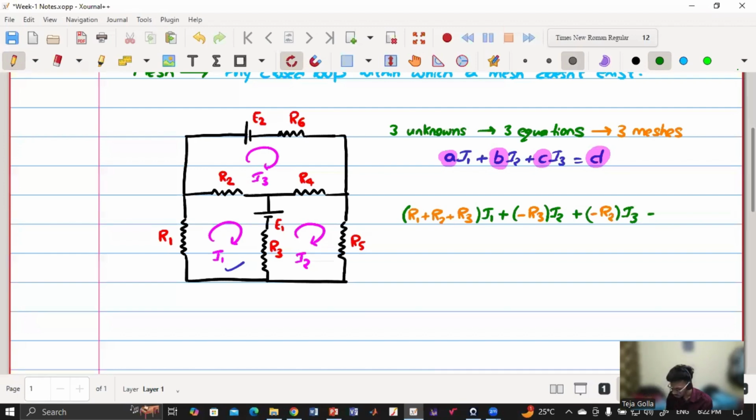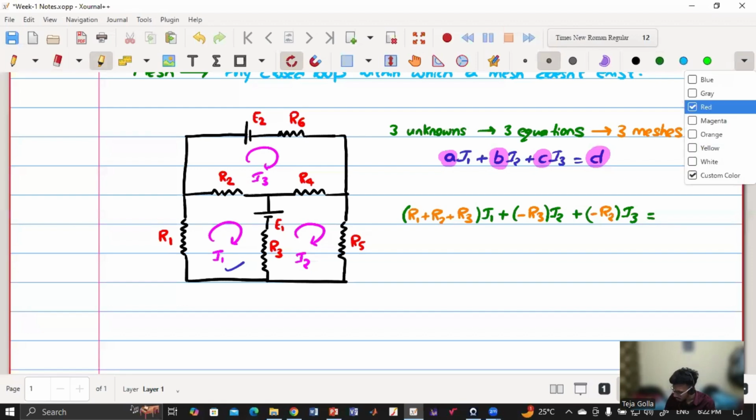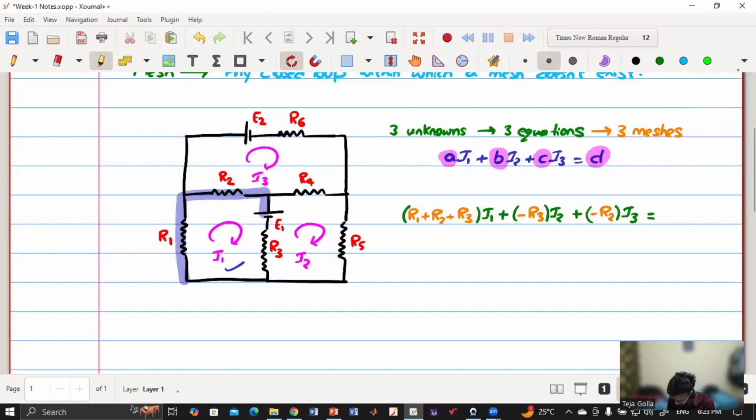Equals to, now the RHS will be a voltage, because the LHS is a voltage, and RHS needs to be a voltage, only then it is dimensionally correct. So how are we going to get that voltage? In any mesh, as I have mentioned, we are going to go in the clockwise direction. So this is the direction that we are traversing through the loop.